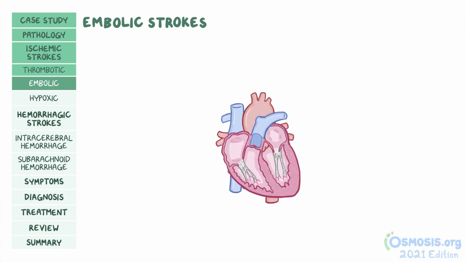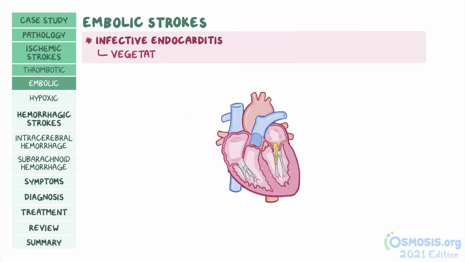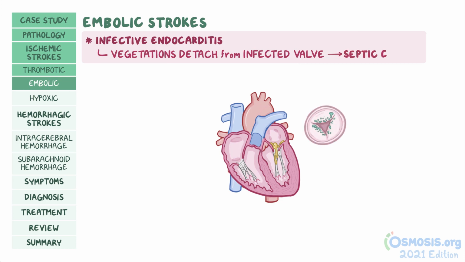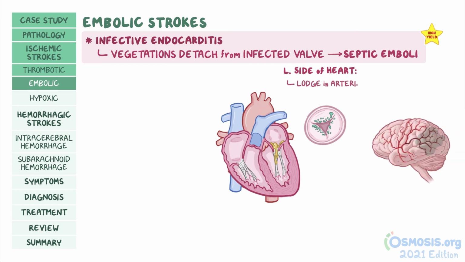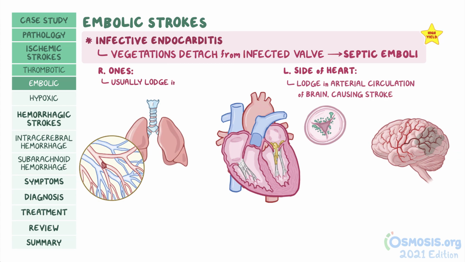Now, another cause of embolic stroke that gets frequently tested is infective endocarditis. Vegetations can detach from the infected valve to float through the bloodstream, and these are called septic emboli. Mind that septic emboli from the left side of the heart can lodge in the arterial circulation of the brain, causing a stroke, while right-sided ones usually lodge in the pulmonary circulation.